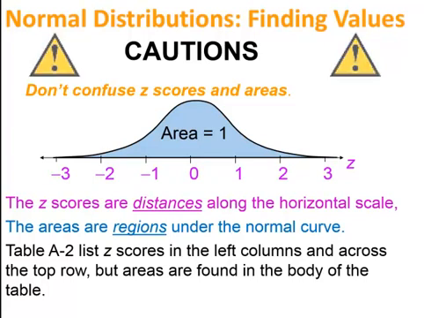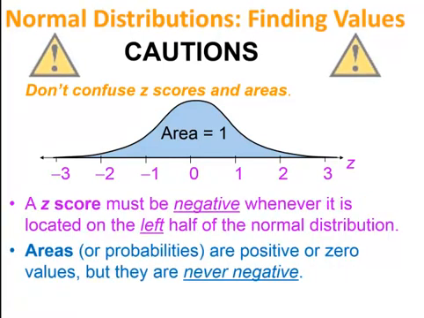Now we will be using our calculators most of the time, so if we were finding the area from a Z-score, we would use option 2 in the distribution menu, and when we're using the area to find the Z-score, we would use option 3 in the distribution menu.